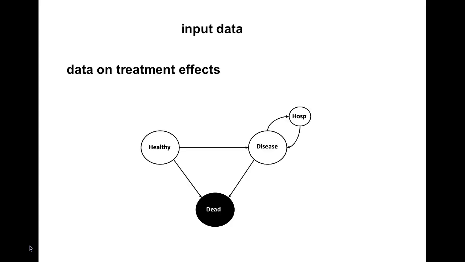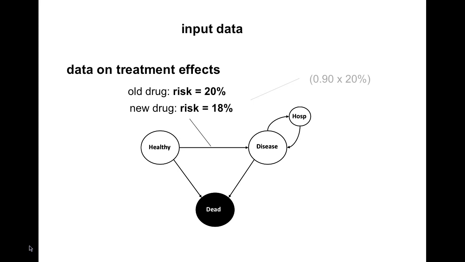The data on treatment effects consists of decreases of the transition risks for the new drug compared to the old drug. For example, regarding the risk of developing the disease, a hazard ratio of 0.90 is modeled for the new drug compared to the old drug. This means that whatever the risk is to develop the disease for individuals that are treated with the old drug, the risk is 10% lower for individuals that are treated with the new drug. So if the risk to develop the disease a certain year in the simulation is 20% for an individual on the old drug, the corresponding risk is only 18% for an individual on the new drug.